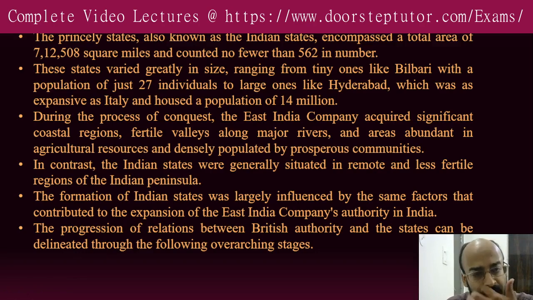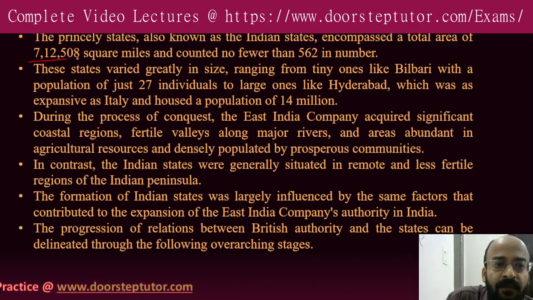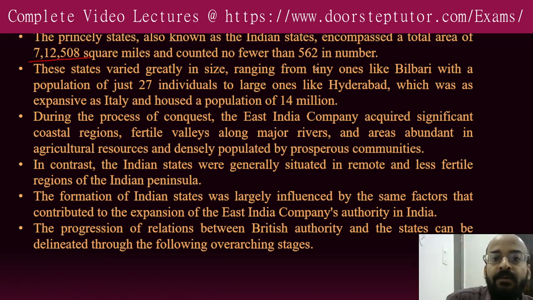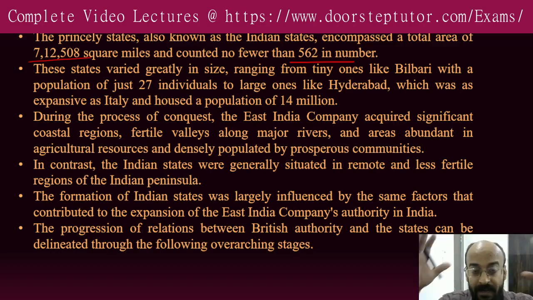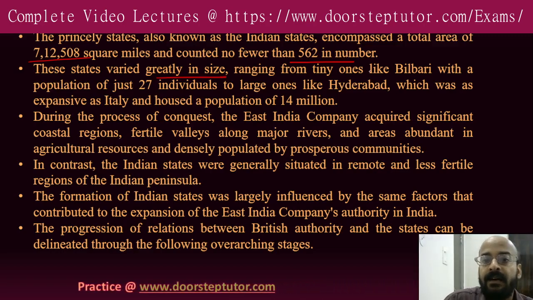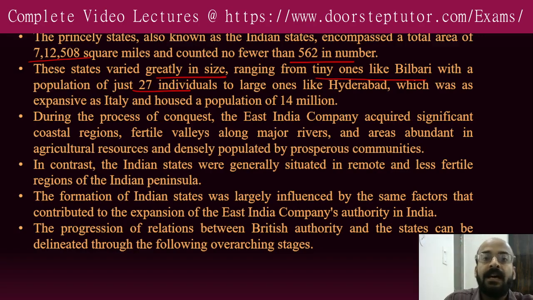There were many princely states. The whole of India, which we now see geographically, was divided into many princely states, and this total area was roughly 7 lakh 1200 508 square miles, and they counted no fewer than 562 in number. So there were 562 independent princely states in India. These states varied greatly in size, ranging from tiny ones like Bilbari, with a population of just 27 people, to as large as Hyderabad, which is equal to present-day Italy.